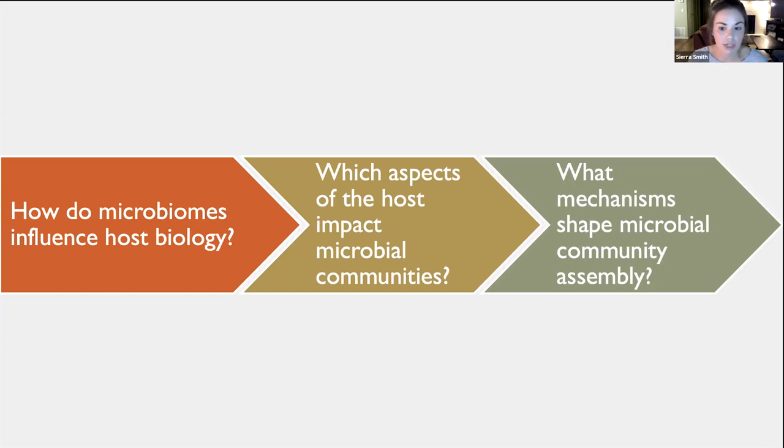So with all of this in mind, my dissertation broadly aims to investigate how microbiomes influence host biology, which includes host evolution and adaptability to environmental change or factors of the host's environment. Additionally, I'm interested in the host-associated factors that may impact microbial communities. What aspects of the host, the environment that it lives in, its close evolutionary history with other hosts, how do those aspects impact the associated microbial communities? Lastly, my research aims to understand the evolutionary mechanisms, particularly how I addressed earlier, environmental filtering or competitive exclusion, how those mechanisms shape microbial community assembly, not just host community assembly.